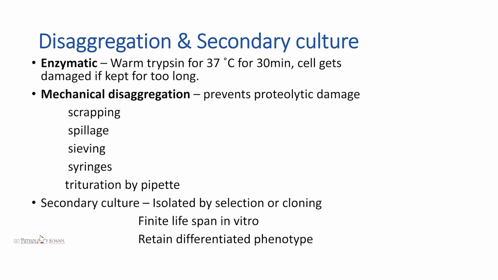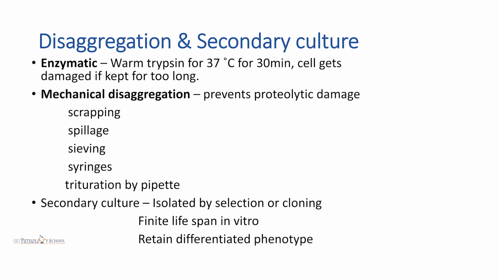For disaggregation, the most commonly used enzyme is warm trypsin, which is at 37 degrees Celsius and for 30 minutes. Now 30 minutes is important because the cell will get damaged if it's kept for too long. Mechanical methods are used to reduce proteolytic damage if we want to study mainly the chemical functions of the cells. So it can be scraping, sieving, syringes, spillage, or the very basic titration by pipette.